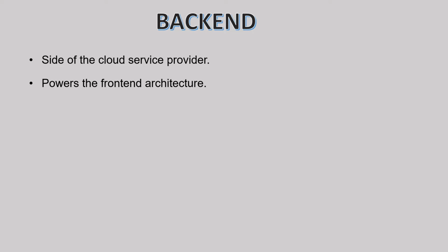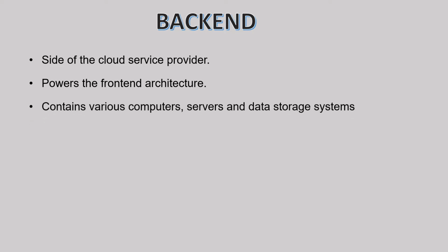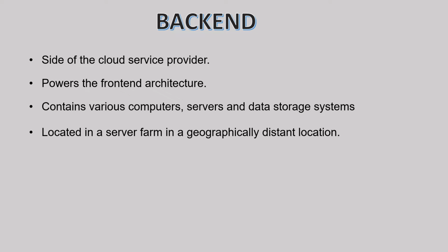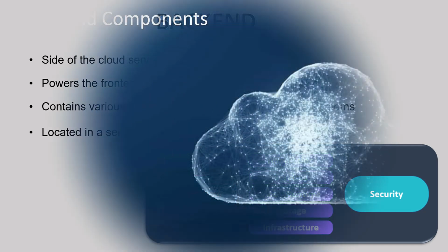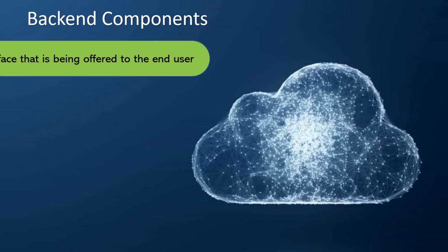It contains various computers, servers, data storage systems, and is generally located in a server farm in data centers in a geographically distant location. Backend is made out of several components such as applications, services, cloud runtime, storage, infrastructure, management, and security. Now let's discuss each of these components separately. Applications is the interface that is being offered to the end user.